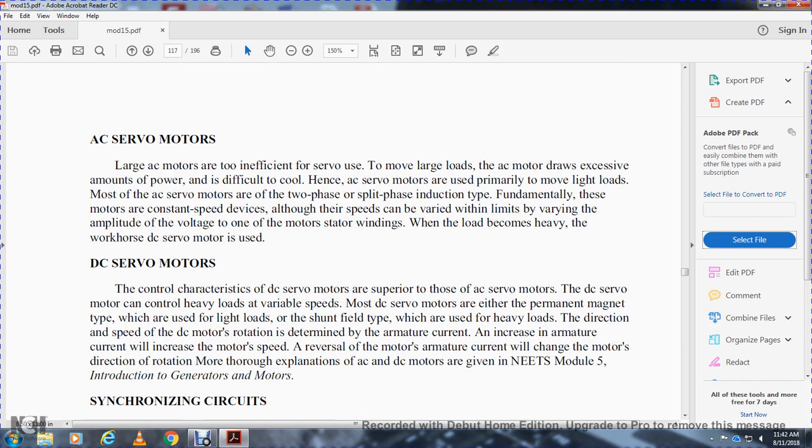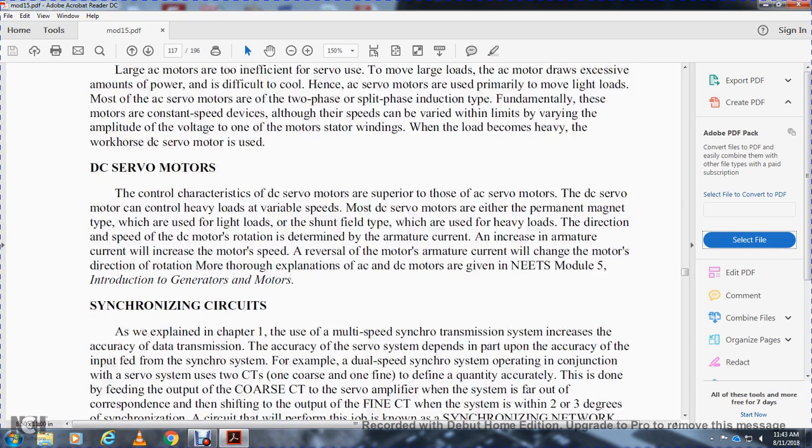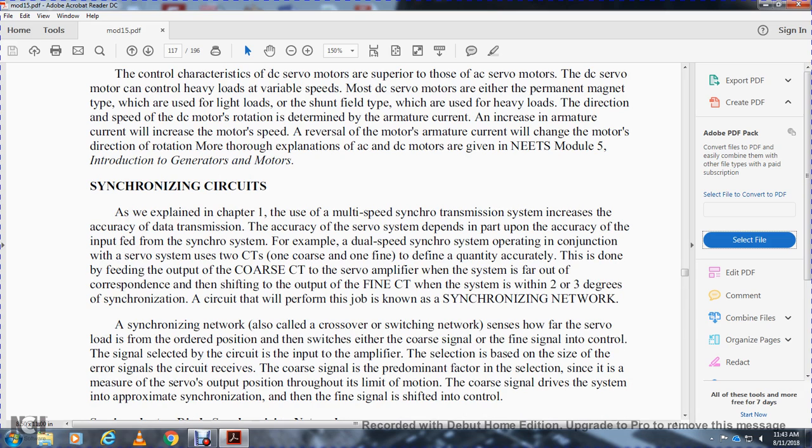The DC servo motor has superior control characteristics to the AC servo motor, with heavy loads and variable speed. The DC servo motor is either permanent magnet type, used with light loads, or shunt field type, used with heavy loads. The direction and speed of DC motor rotation is determined by armature current. An increase in armature current will increase motor speed. Reversing the armature current reverses the direction of rotation. The explanation for AC and DC motors is given in Module 5, Introduction to Generators and Motors.